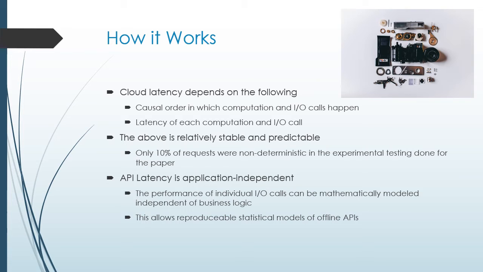So cloud latency depends on the following: the causal order in which computation and input-output calls happen, and then the latency of each computation and input-output call. And the above is relatively stable and predictable, so only 10% of the requests were non-deterministic in the experimental testing, so not 90%. They were able to accurately and mathematically predict what would happen.